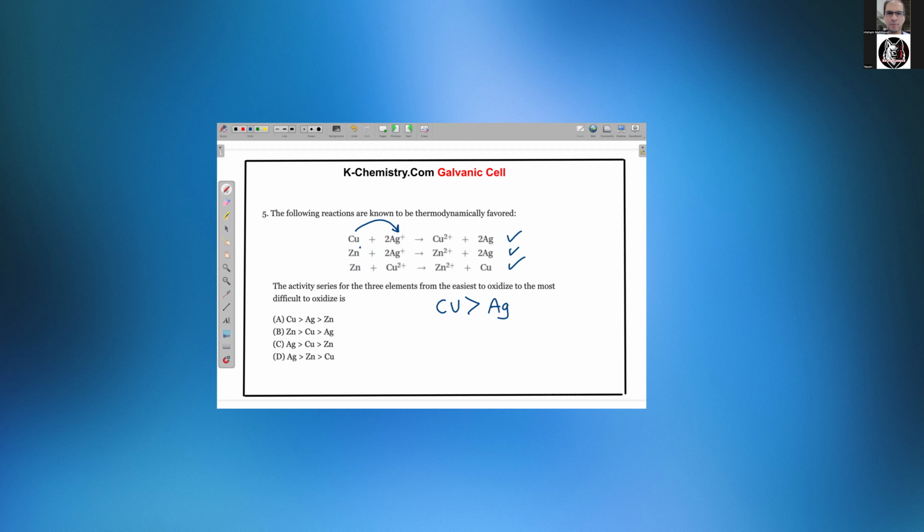And zinc is replacing silver. So this means that zinc is more active than silver. And zinc is replacing copper. So this means that the zinc is more reactive than copper. So this means that zinc is more active than copper than silver. So it is B, right? It is answer number B. Okay. Next one.